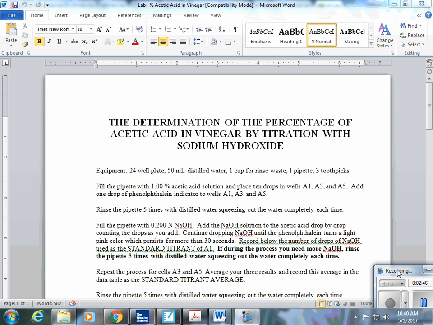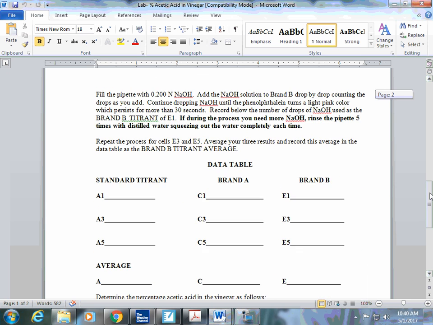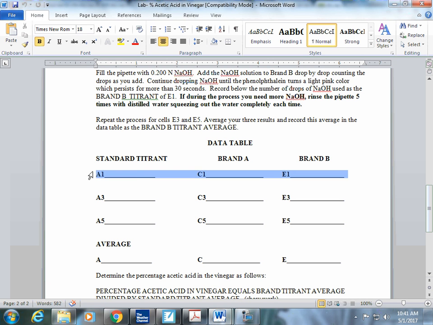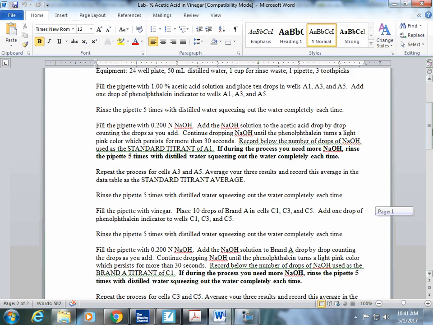Record that number onto the data table as the standard titrant. So that is our standard. So if you look down here, here's your standard. That first one we just did would be right here, A1 standard. You do the same thing for A3, the same thing for A5.